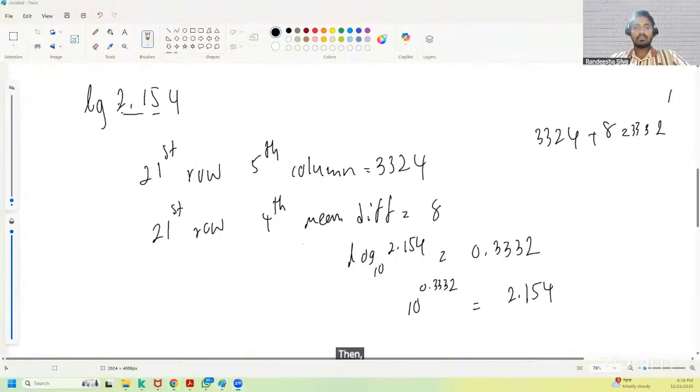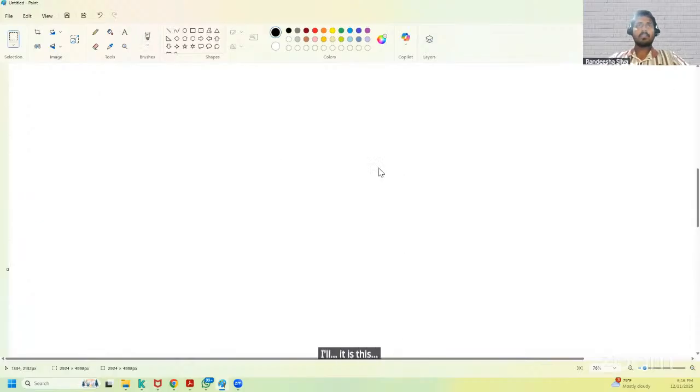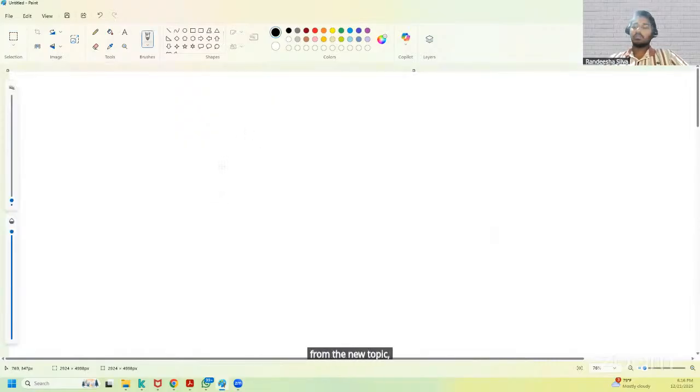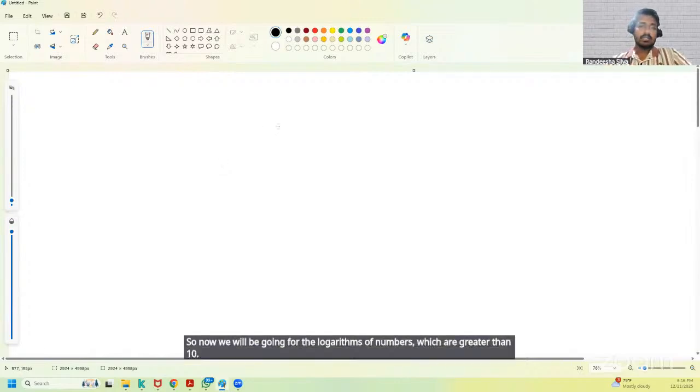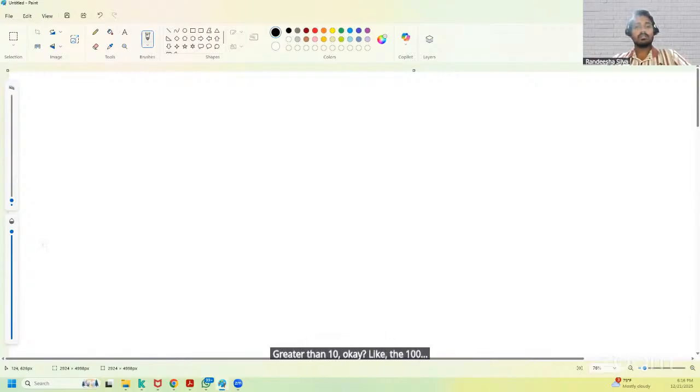Then we will go for another topic now. Let me erase this and start over from the new topic. Now we will be going for the logarithms of numbers which are greater than 10, like 100, like 472.2, 500 or 600, whatever. Let me write down the topic: Logarithms of numbers greater than 10.